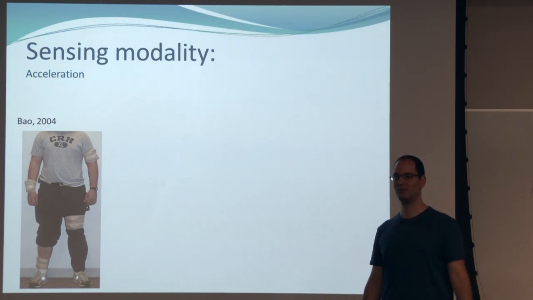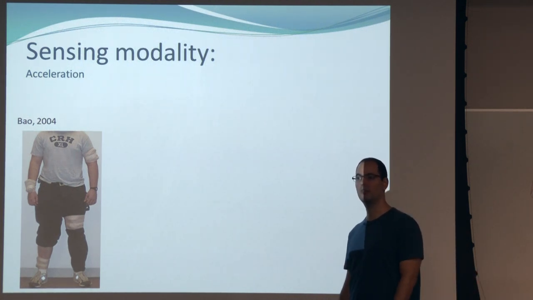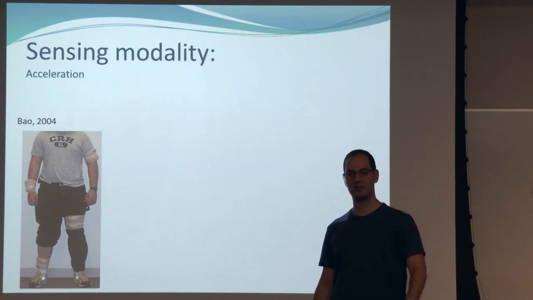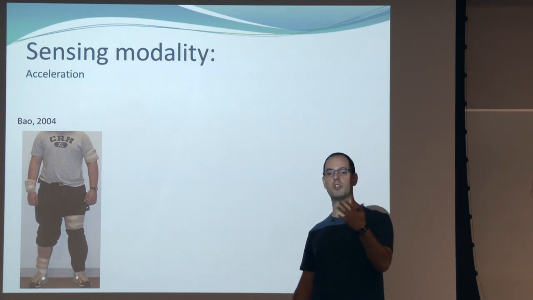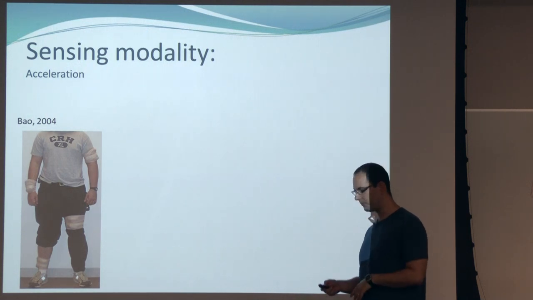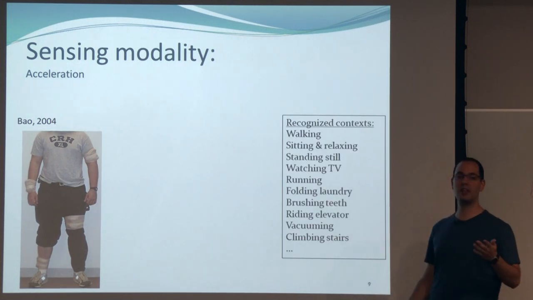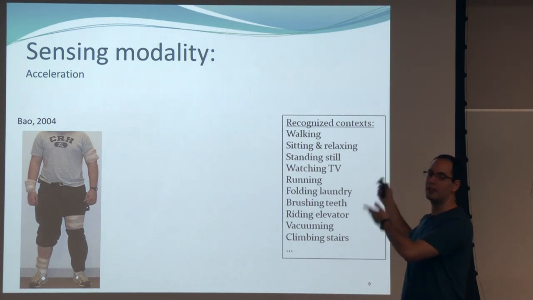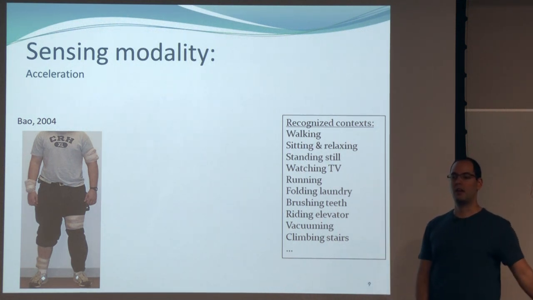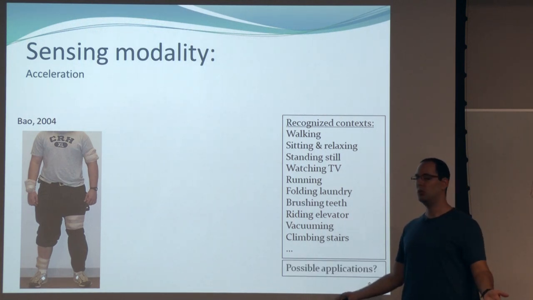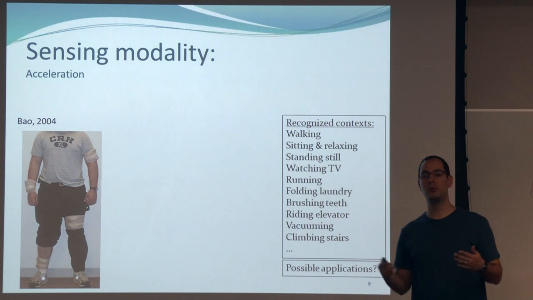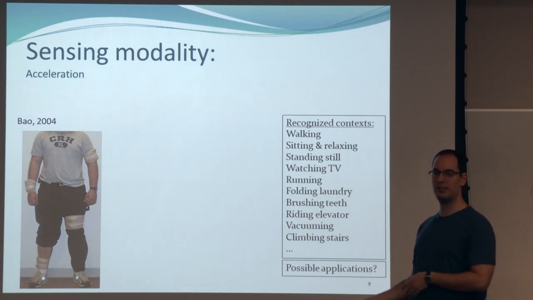Yeah? Types of exercise. Types of exercise, okay. If the person is, yeah. Types of locomotion. Locomotion, yeah. If you're walking, running, and some even more specific activities like brushing teeth, they targeted also watching TV. What are potential uses of such an app? What kind of applications can use these recognized activities?